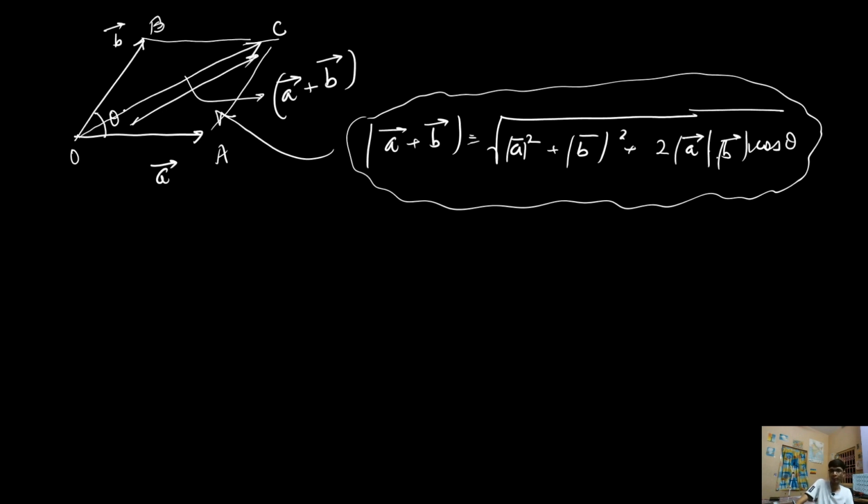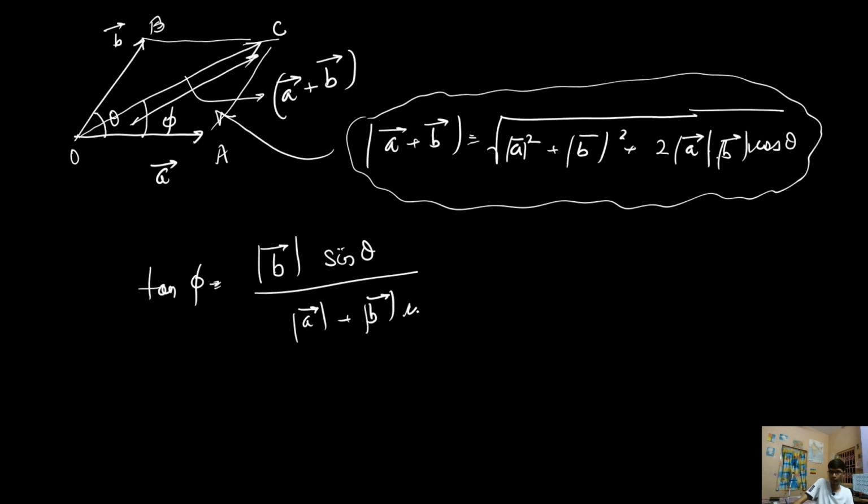Now if this is the a plus b vector and it makes an angle phi with the a vector, this angle can be represented as tan phi equals magnitude of b times sin theta divided by magnitude of a plus magnitude of b times cos theta. This result is very simple to memorize. The angle term is involved with b vector, and sin theta comes above and cos theta comes below, such that sin theta by cos theta is tan theta.